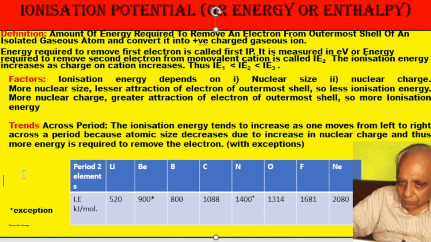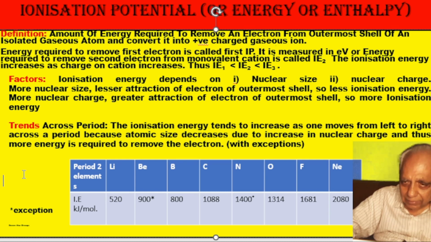Then it depends on the nuclear charge. If the nuclear charge is more, then that electron is attracted with a larger force, so more energy would be required, so ionization energy will be more. So these two points you should learn: if nuclear radius is more, then the force of attraction between the electron of the outermost shell and the nucleus would decrease, so less energy is required.